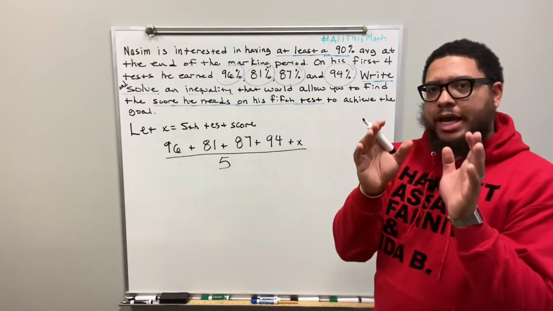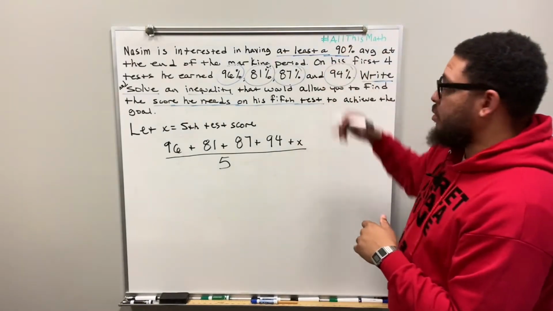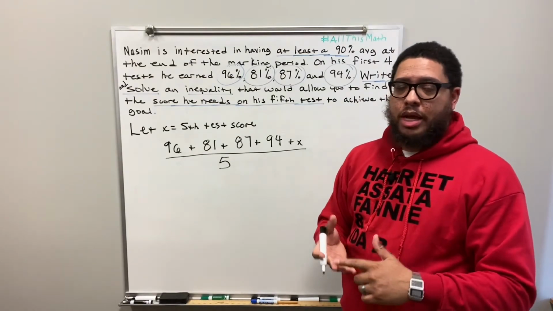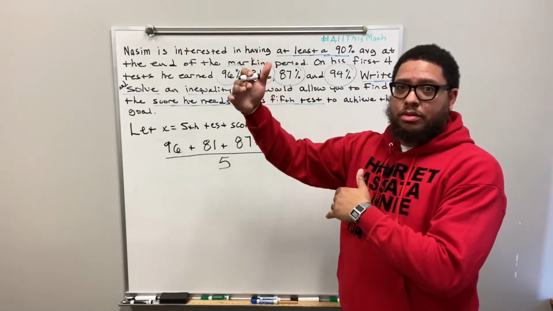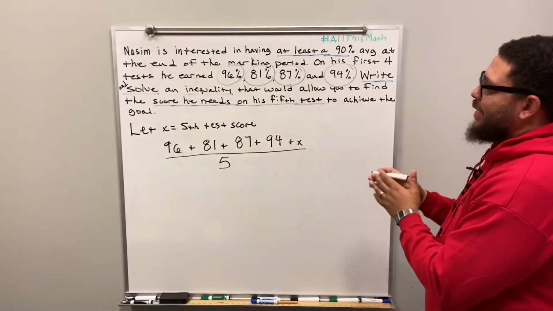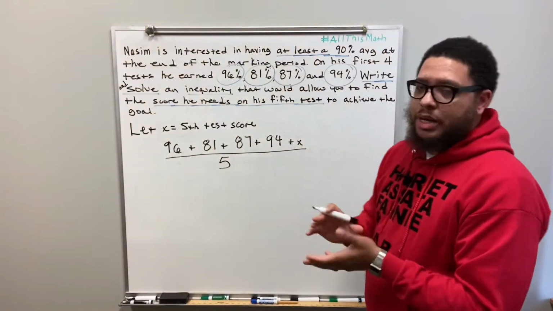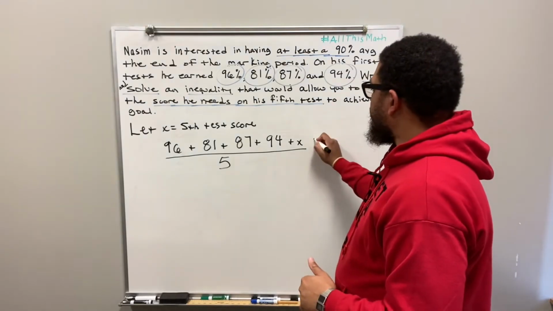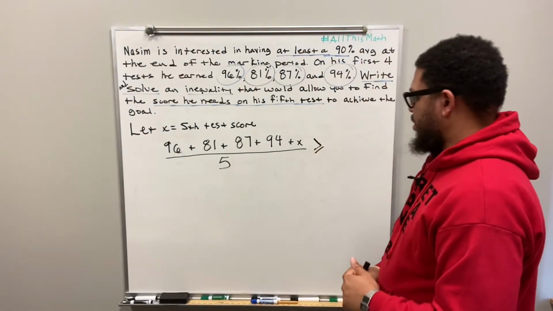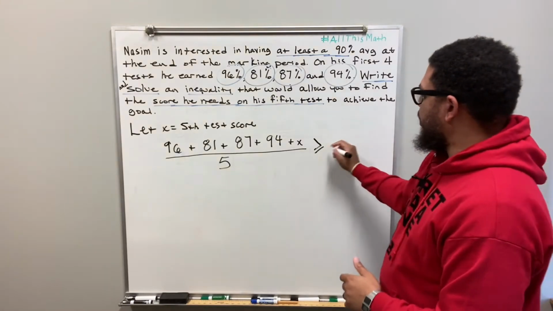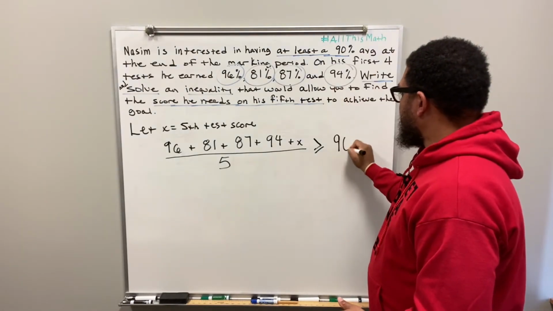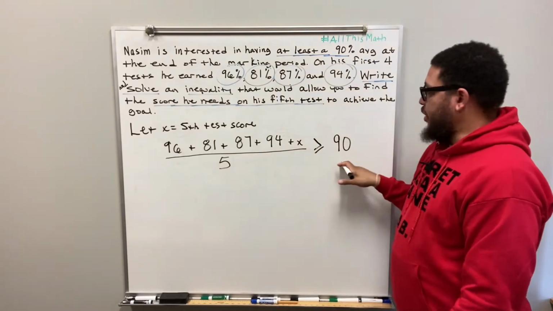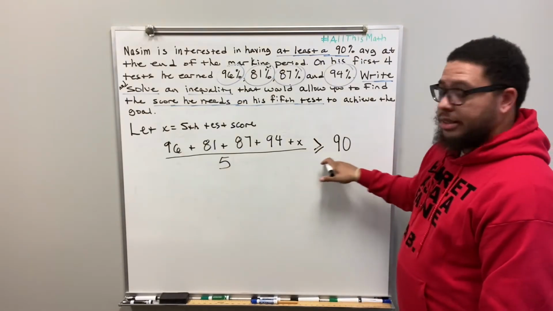When we see a phrase like at least, it means it could be 90, it could be 91, it could be 92, 93, 94, and so on. You can get 100, right? But in order to get at least a 90, we need a symbol. So we're not going to use the equal sign. We're going to use the greater than or equal sign, right? Because it could be greater than or equal to 90. That's what at least a 90 looks like in math language, all right?